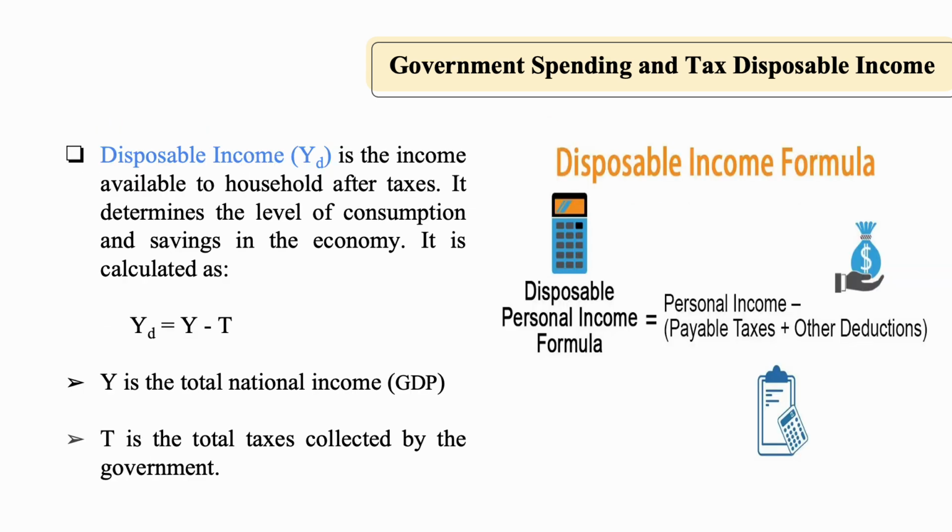Disposable income, which refers to Y sub D, is the income available to a household after taxes. It determines the level of consumption and savings in the economy. It is calculated as YD is equal to Y minus T. Y is the total national income, GDP, and T is the total taxes collected by the government. We can also see the disposable personal income formula, which is personal income minus payable taxes plus other deductions.